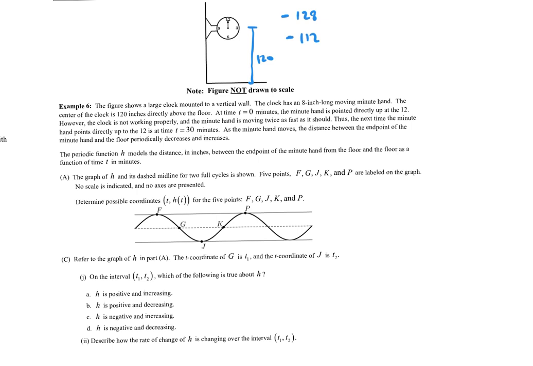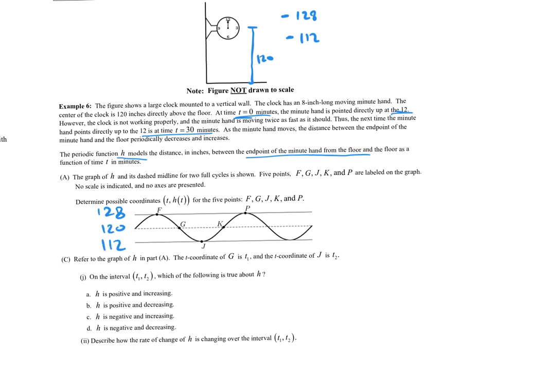Okay, we're told at t equals 0, we're at the top, and also at t equals 30. So in part A, I'm supposed to model those 5 points here. We've got a function modeling the height of the endpoint of the minute hand from the floor as a function of time. So determining the possible coordinates here, I know the top would be a height of 128, and the bottom would be a height of 112.